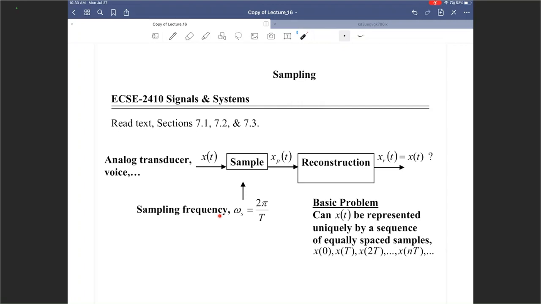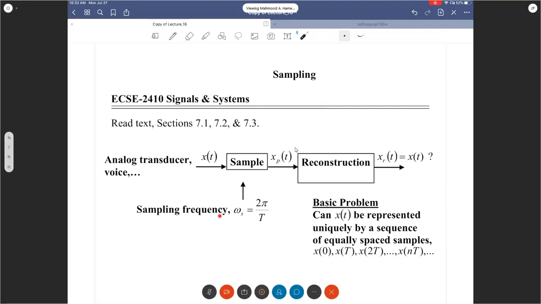Some people call that T sub S for sampling time. Either way, it is the resolution in time domain after we sample it. Once we sample, x of t is going to become x sub p of t. We have sampled the signal, and later on, if we need to reconstruct it, then we pass it through the reconstruction filter.